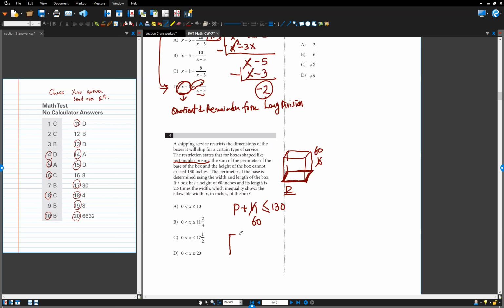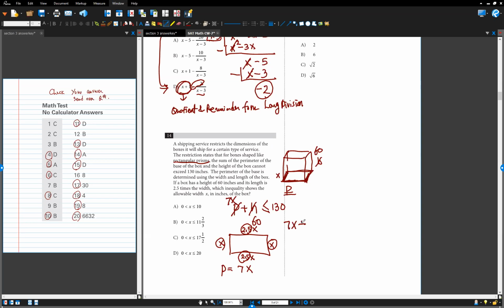Now take a look at the base. The base has x as the width. Length is what? 2.5 times the width, 2.5x. What is the perimeter? The sum of all these numbers. The other side is also 2.5x, and this is x. So the sum of the perimeter, the other sides are like 2.5, 2.5, 1, 1, so that's 7x, isn't it? So this equals what? 7x. You can write it down over here.